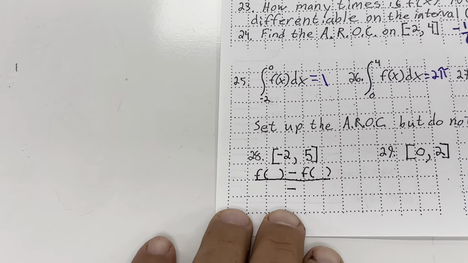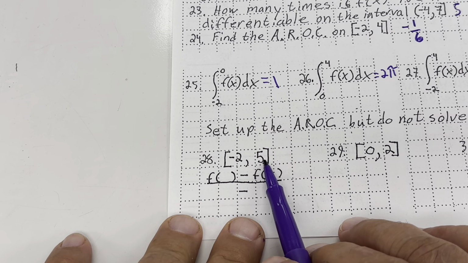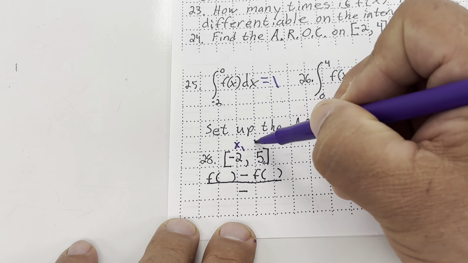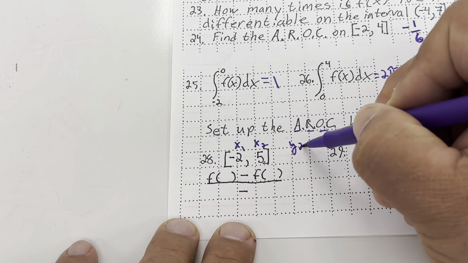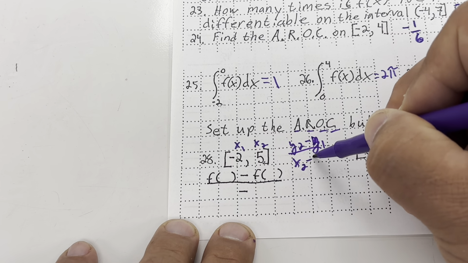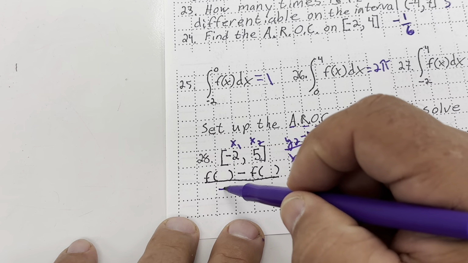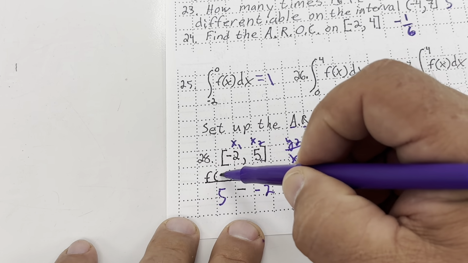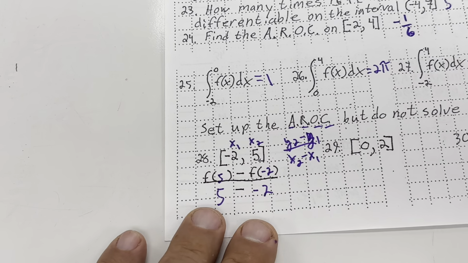Set up, but do not evaluate the difference quotient from -2 to 5. I don't even need to look at the drawing. All I need to know is that this is x sub 1 and this is x sub 2. And the average rate of change is a slope, y sub 2 minus y sub 1 over x sub 2 minus x sub 1. So I have my x sub 2 and my x sub 1, so I put the 5 down here, the -2 over there, and then we just plug that into the original. And that's it. All I had to do was set it up.